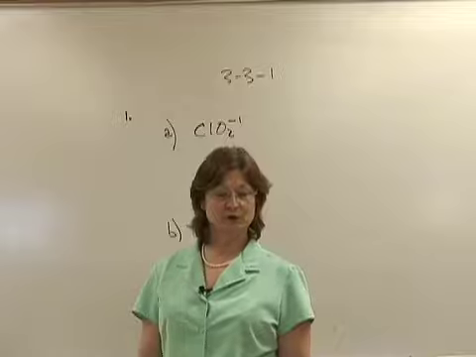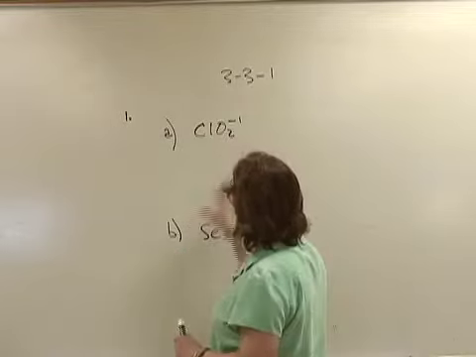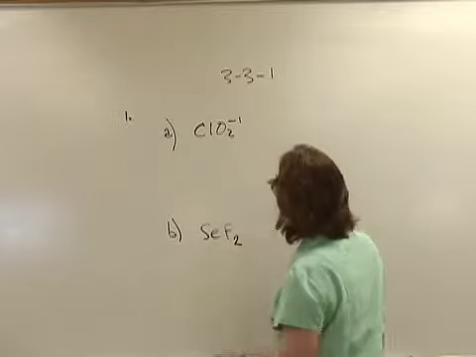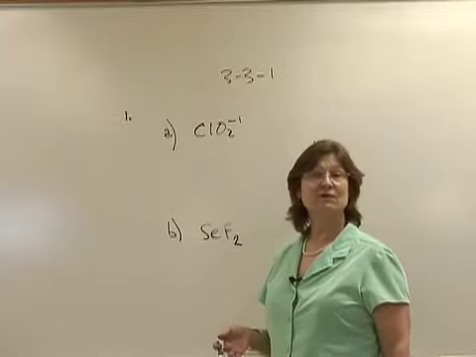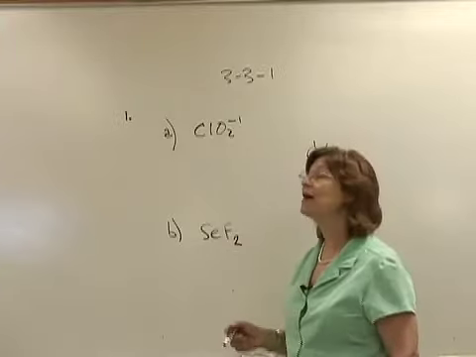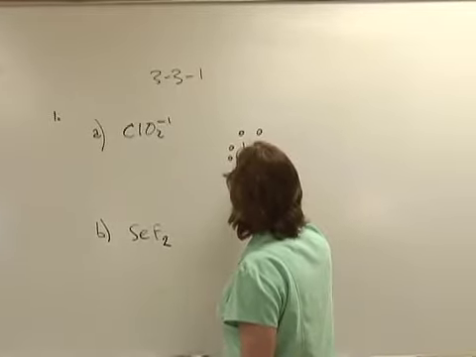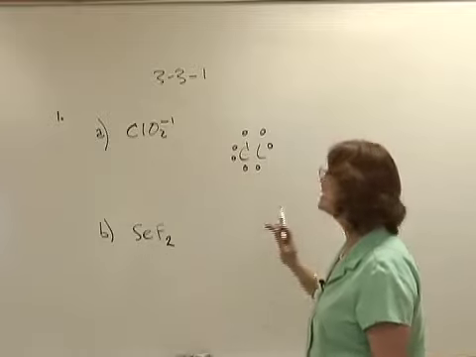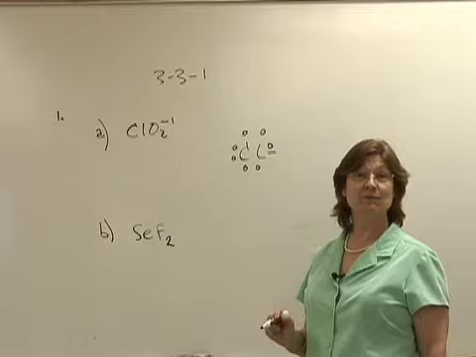In number 1, we are drawing dot diagrams of these formulas. And this is a polyatomic ion. And chlorine is in the middle. And chlorine is S2P5, therefore it has 7 electrons in its outer energy level. 1, 2, 3, 4, 5, 6, 7. The -1 means 1 electron was gained in this. And I mark it as a negative to show that I've taken care of that one.